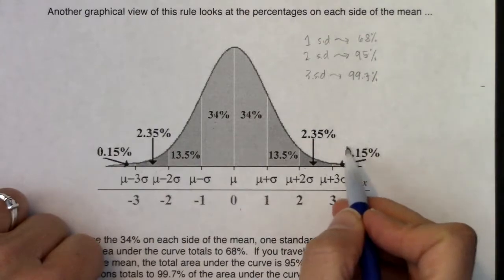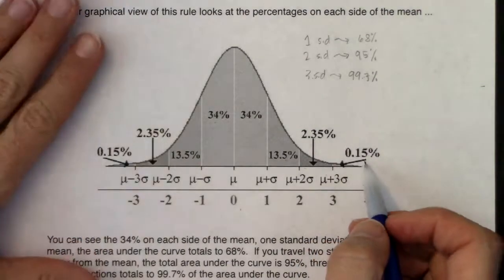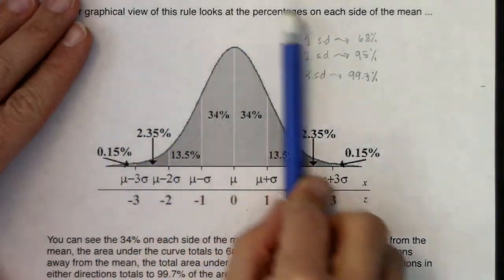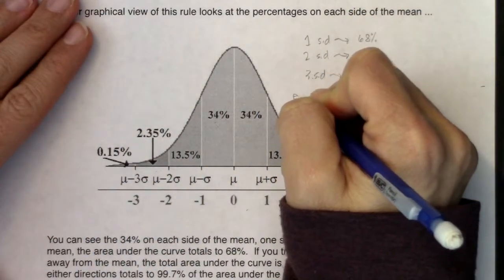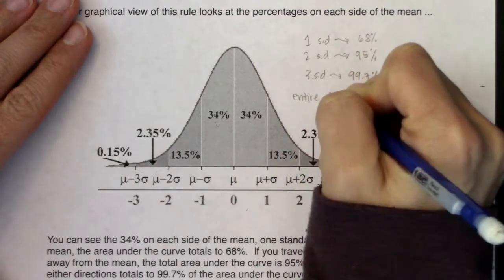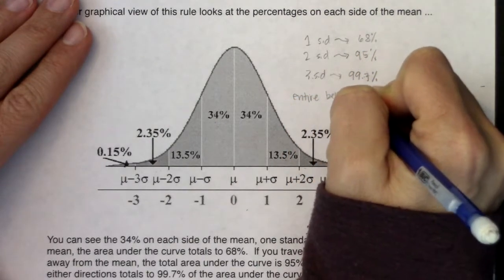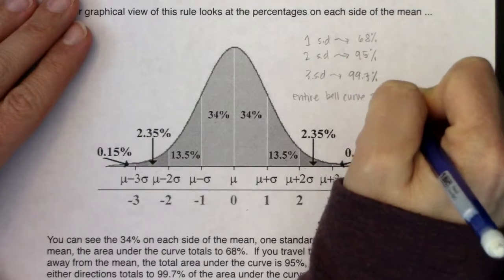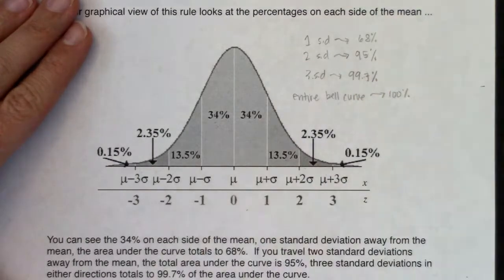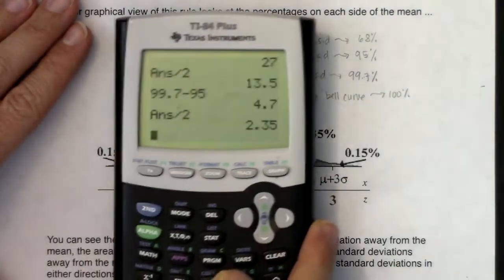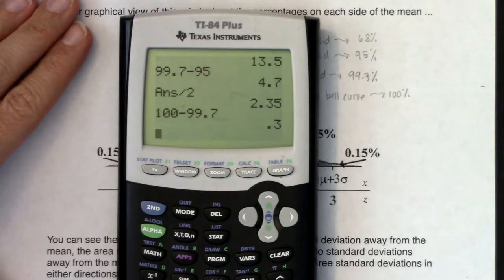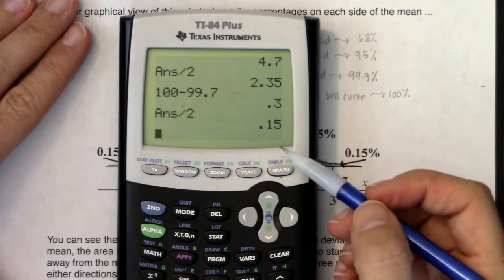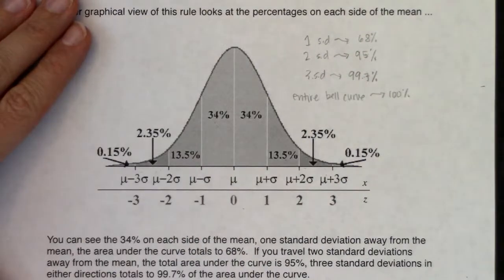And then let's talk about where we are getting the 0.15%. You know this entire bell curve has to be 100%, right? There are no circles here. The entire bell curve is 100%. The probability of your sample space has got to equal 1. How much did I gain? Well, if I take 100 and subtract out 99.7, and through symmetry I divide it by 2, I'm gaining 0.15% on either side.